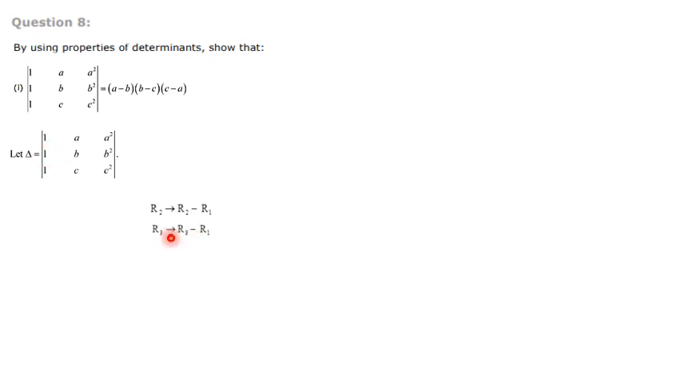Again R3 also I am changing, R3 minus R1. R3 is 1, R1 is 1. So 1 minus 1 is 0. So R2 first element will be 0, R3 first element also will be 0. That operation I am doing. So the first row remains the same, 1 a square. Second element is 0, then R2 minus R1, that is b minus a, then b square minus a square. Again c minus a, then c square minus a square.